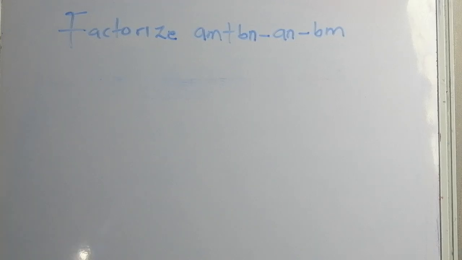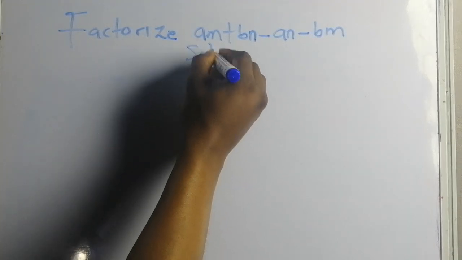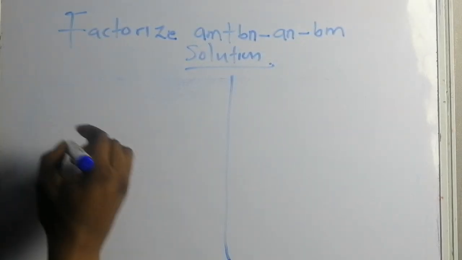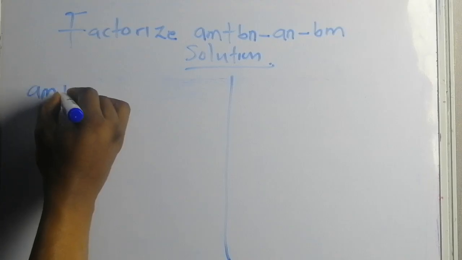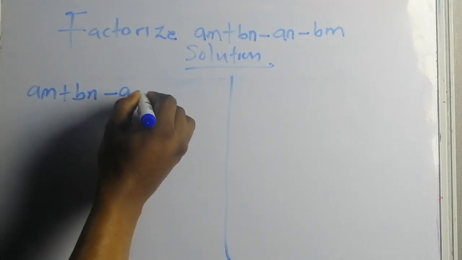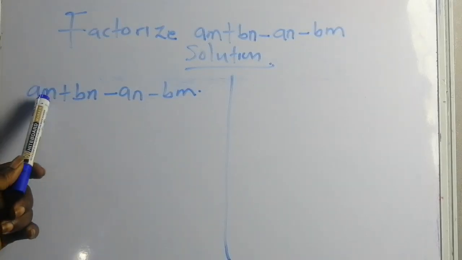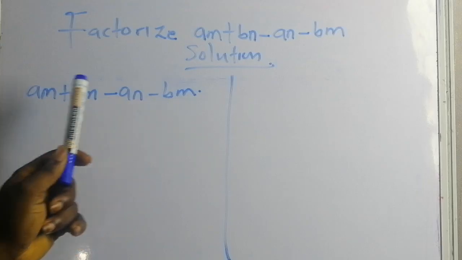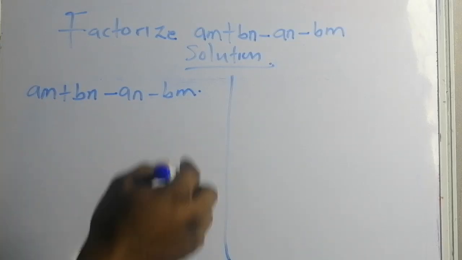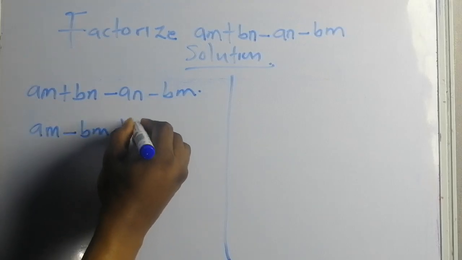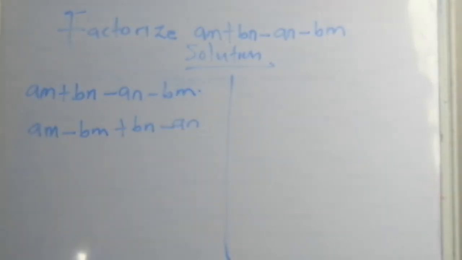So for this, you have to factorize: am plus bn minus an minus bn. It's as simple as that. If you look at this very well, something is common in am and minus bm. You bring them together, you are rearranging: am minus bm plus bn minus an.